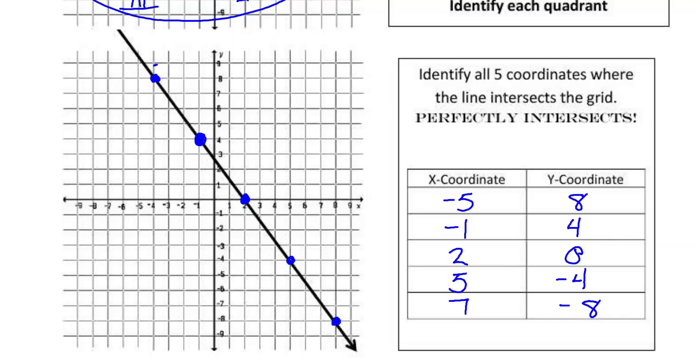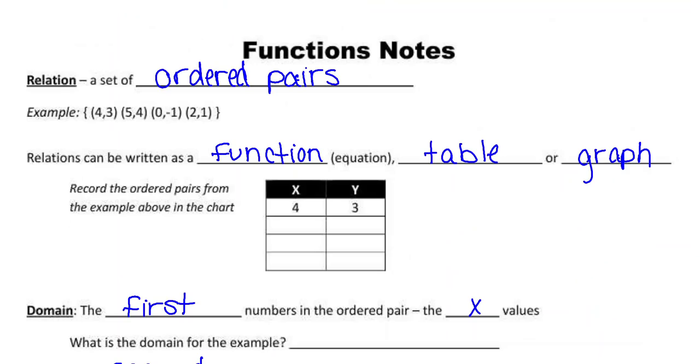Alright, so how does this relate to our next topic? So I've filled in some of the notes for you, so if you need to pause, go ahead. I'm just going to kind of talk my way through them. So a relation is a set of ordered pairs, and we'll talk about this in form of relationships. And so in this example, this is a relation. It's made up of ordered pairs. So we have the points 4, 3, 5, 4, 0, -1, and 2, 1. And relations can be written as a function, which is the equation form of a relation, a table, or a graph.